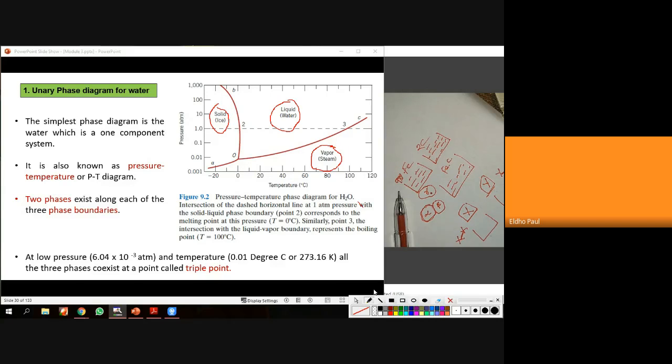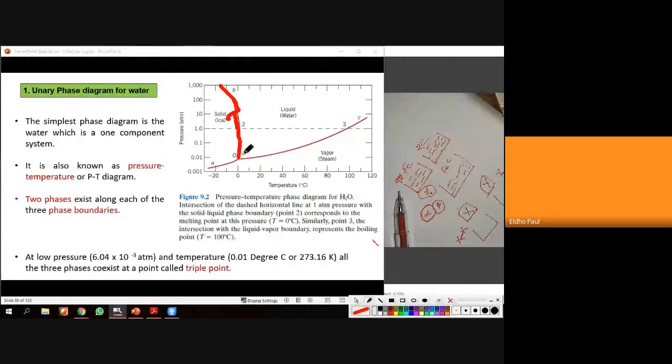And in this diagram, we can see 3 lines. The first line is separating the solid region from the liquid region. This is separating the solid region from the liquid region, and this line is called the solidus line.